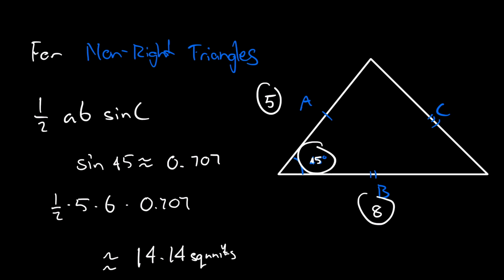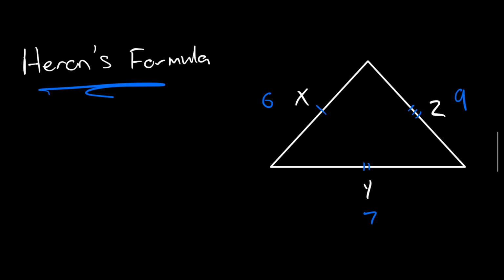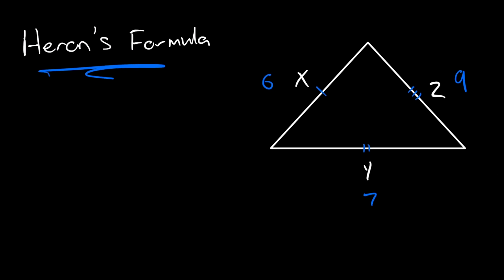Now that we've mastered finding the area of non-right triangles using 1/2 AB times sine C, let's explore another method known as Heron's formula. This formula can be useful when we have the lengths of all three sides of a triangle. Here consider triangle XYZ, where X, Y, and Z represent the lengths of the sides.